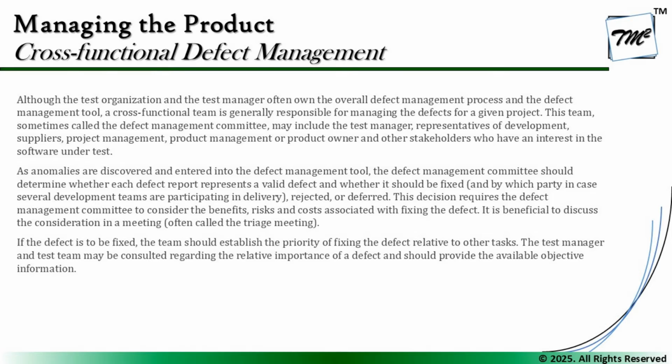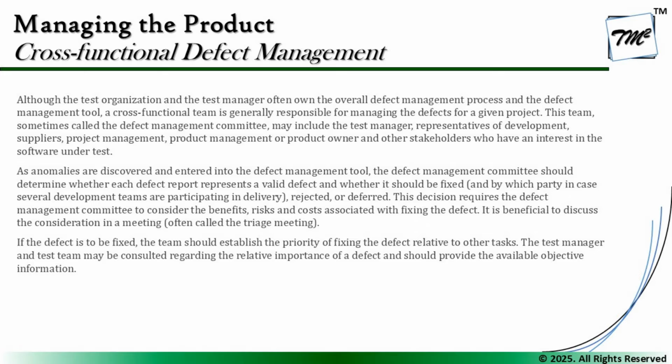Now, if the defect is to be fixed, the team should establish the priority of fixing the defect relative to other tasks. The test manager and test team may be consulted regarding the relative importance of the defect and should provide the available objective information.